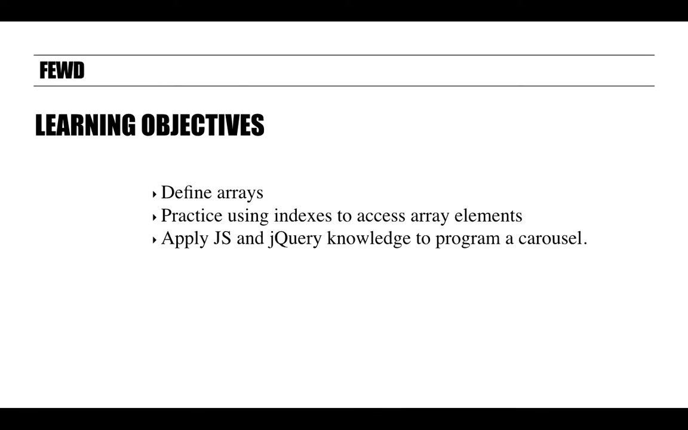So today's learning objectives are going to be able to define arrays. We're going to practice using indexes to access different array elements. And we are going to use jQuery to make an image carousel. So this carousel is going to be pretty basic. It's going to be like you click on buttons to switch pictures. We'll see that later. Okay.